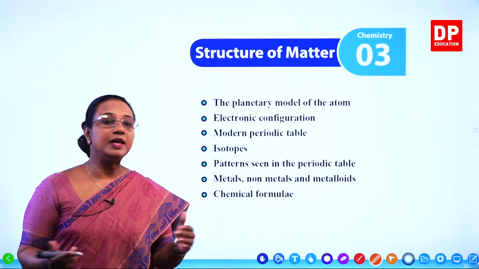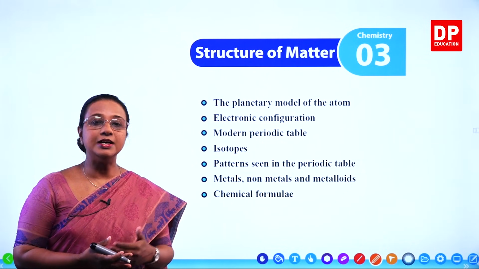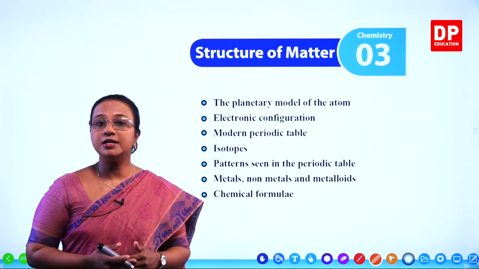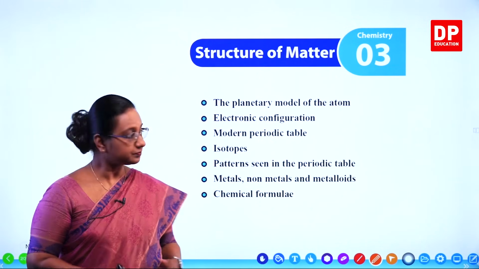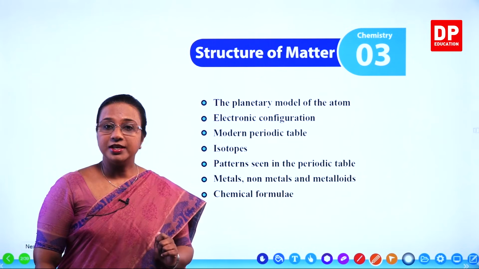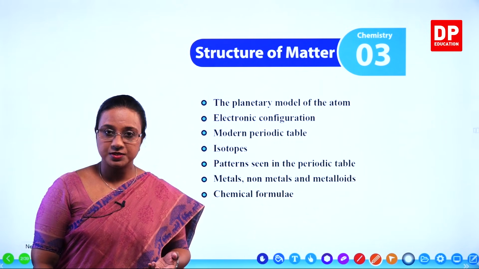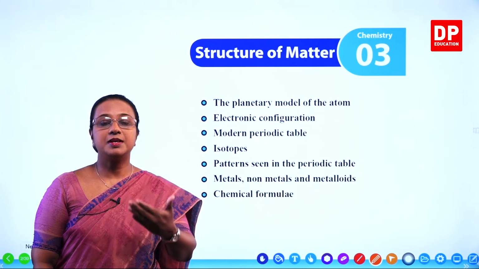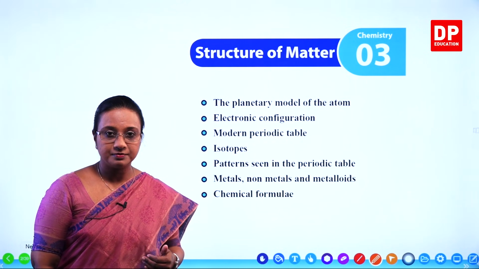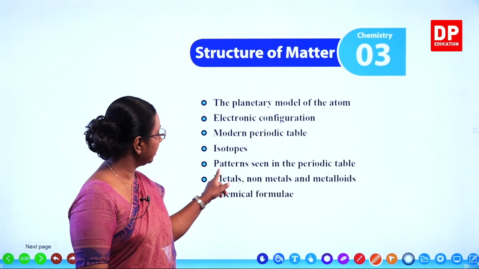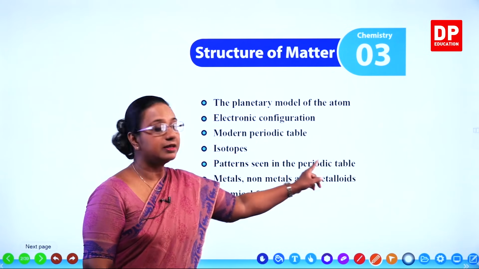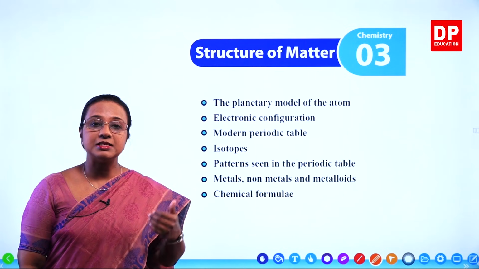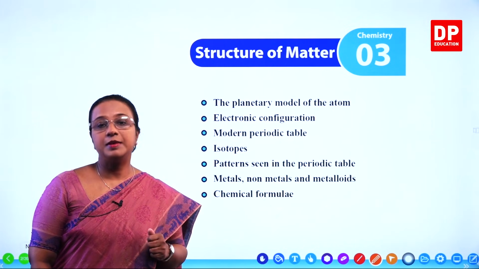Since there are so many elements, there needs to be a classification which is given under modern periodic table. The next topic is isotopes. Isotopes are the different types of atoms present in an element. Thereafter, we'll be looking at the pattern seen in the periodic table. How the properties of elements change along the periodic table.